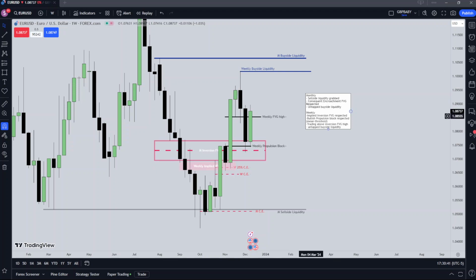On the weekly, we have an implied fair value gap respected. Where's the implied fair value gap? Right here. Why is it respected? Because volume stayed above it. We have a bullish propulsion block respected. And when I say a bullish propulsion block, that's this block. And how do we know that it's been respected?